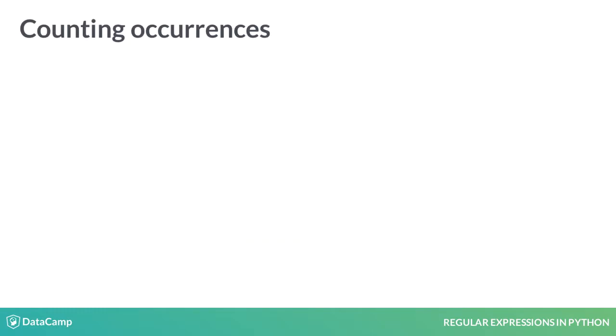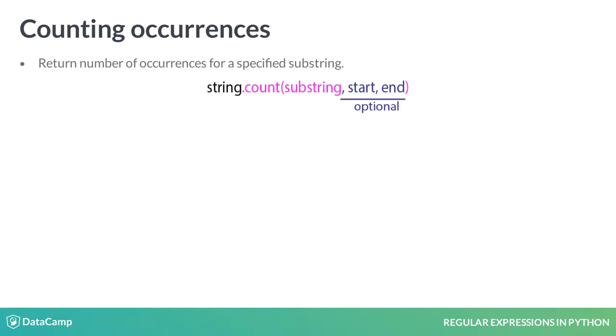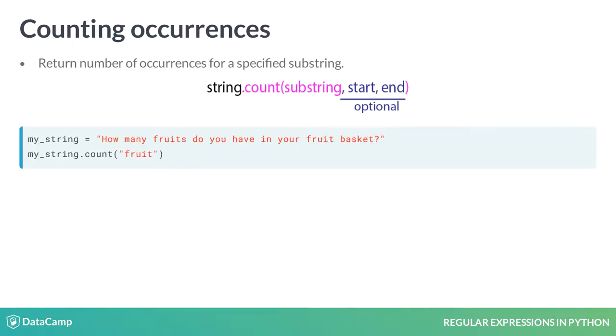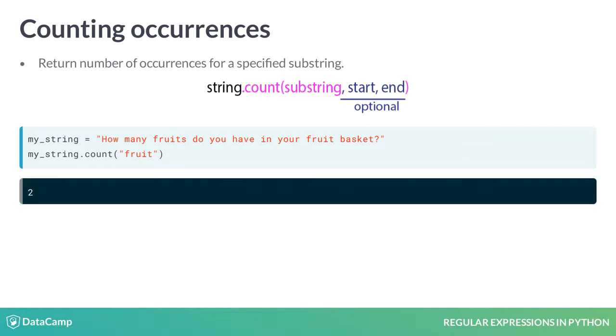The .count method searches for a specified substring in the target string. It returns the number of non-overlapping occurrences, in simple words, how many times the substring is present in the string. The syntax of .count is very similar to the other methods, as we can observe. In the example, we use the .count method to get how many times fruit appears. In the output, we see that it's 2.